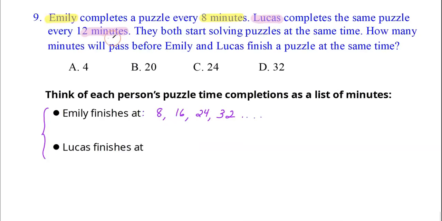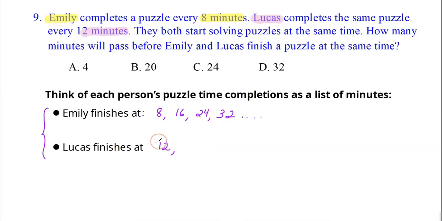Lucas completes a puzzle every 12 minutes. He's a little bit slower. So we're going to generate a list for Lucas. The first time he completes the puzzle, 12 minutes have passed. Then he starts over and completes another puzzle.